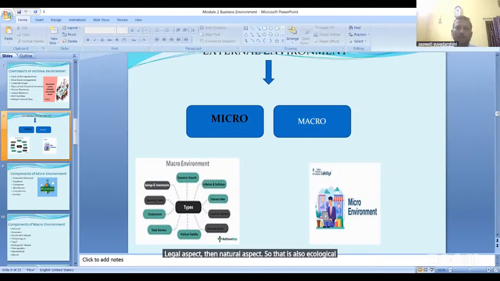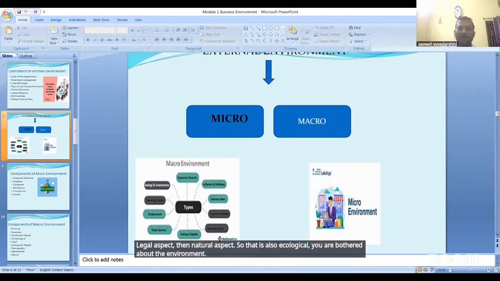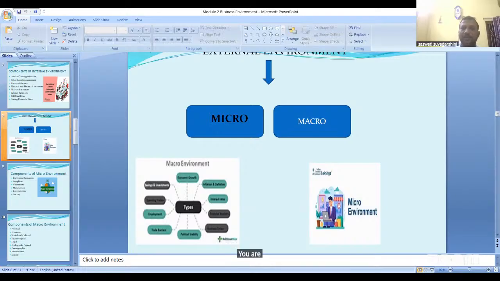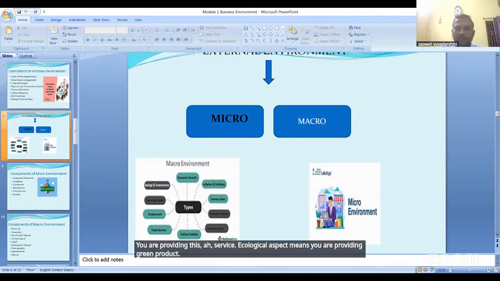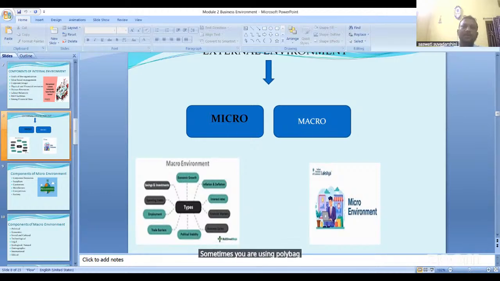You are bothered about the environment when you are providing this service. Ecological aspect means you are providing green products. Sometimes you are using polybags which do not degrade in soil. So as an ethical businessman, you are also thinking about nature, your ecosystem, everything. So that is another aspect.